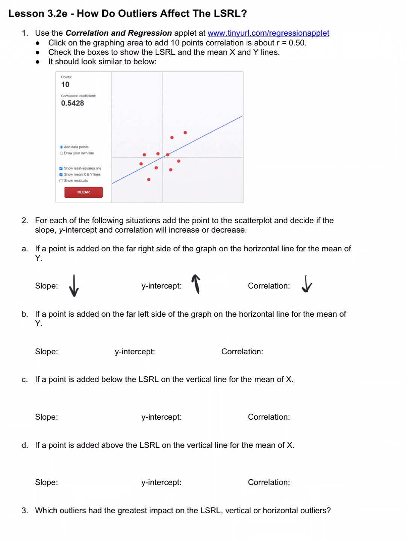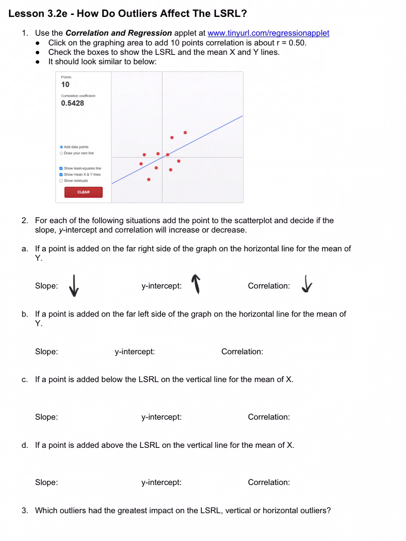All right. B, if a point is added on the far left side this time on the graph of the horizontal line for the mean, add it on there and see what changes happen. Do you want us to keep the dot? No, you can leave the other dot there. It's fine. You just add a new dot. Okay?